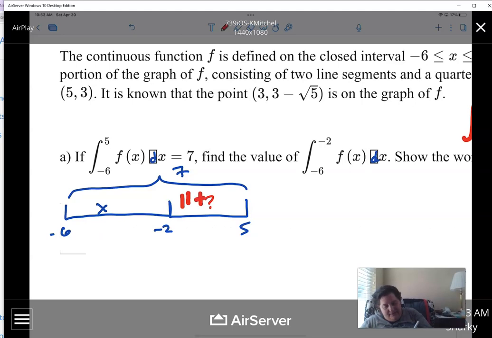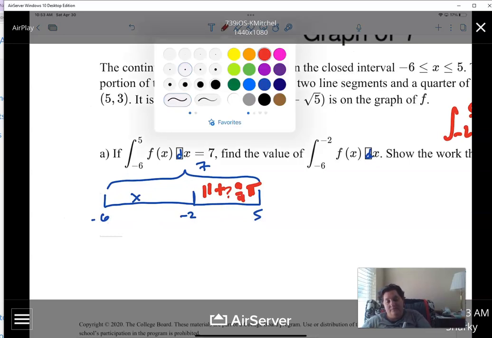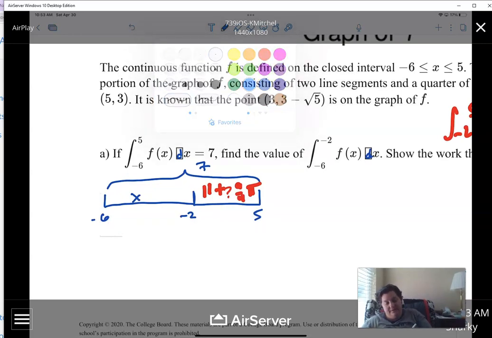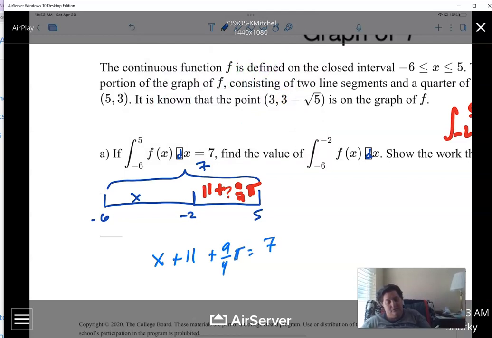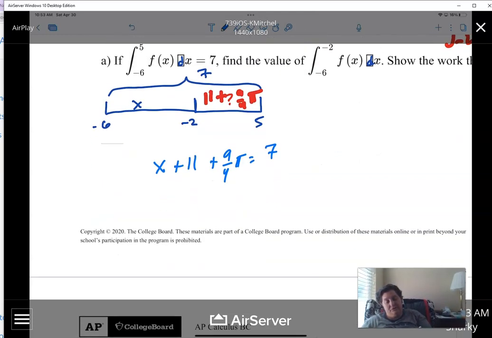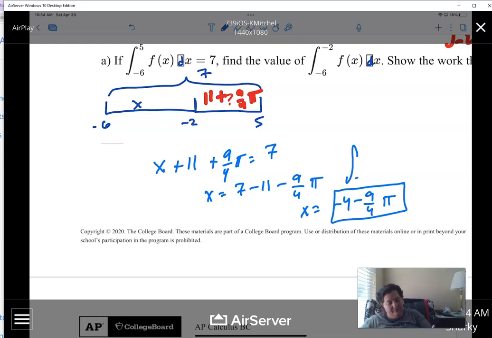11 plus 9/4 pi. Okay? Now, my statement right here says x plus 11 plus 9/4 pi equals the total integral. So to solve for x, x is going to be 7 minus 11 minus 9/4 pi. So x is going to be -4 minus 9/4 pi. And that's what the integral that we were looking for from -6 to 2 of f of x is.